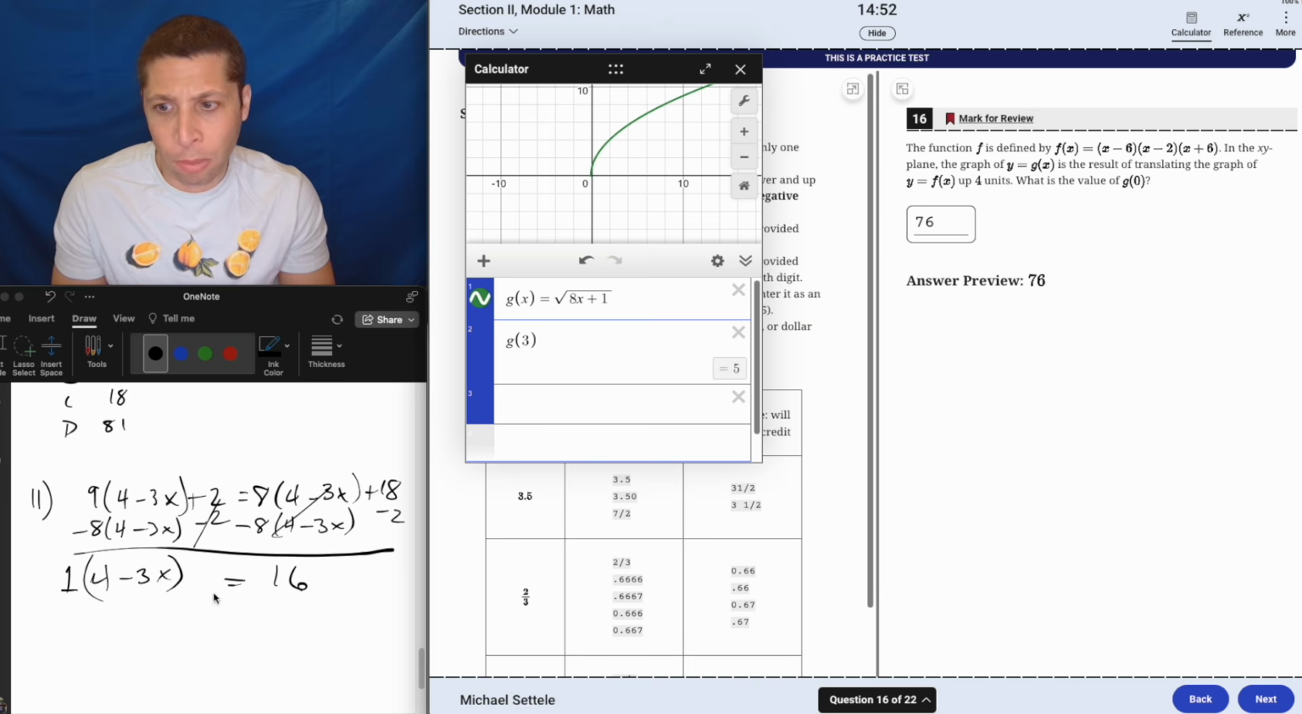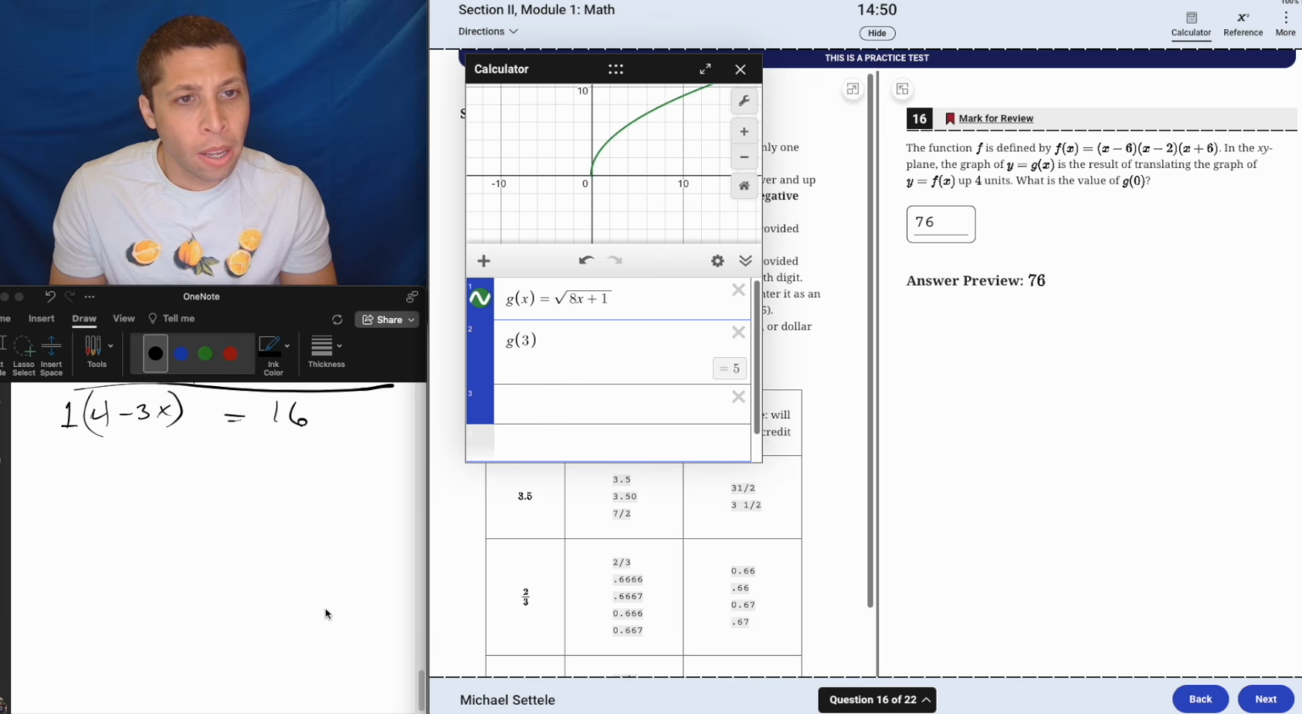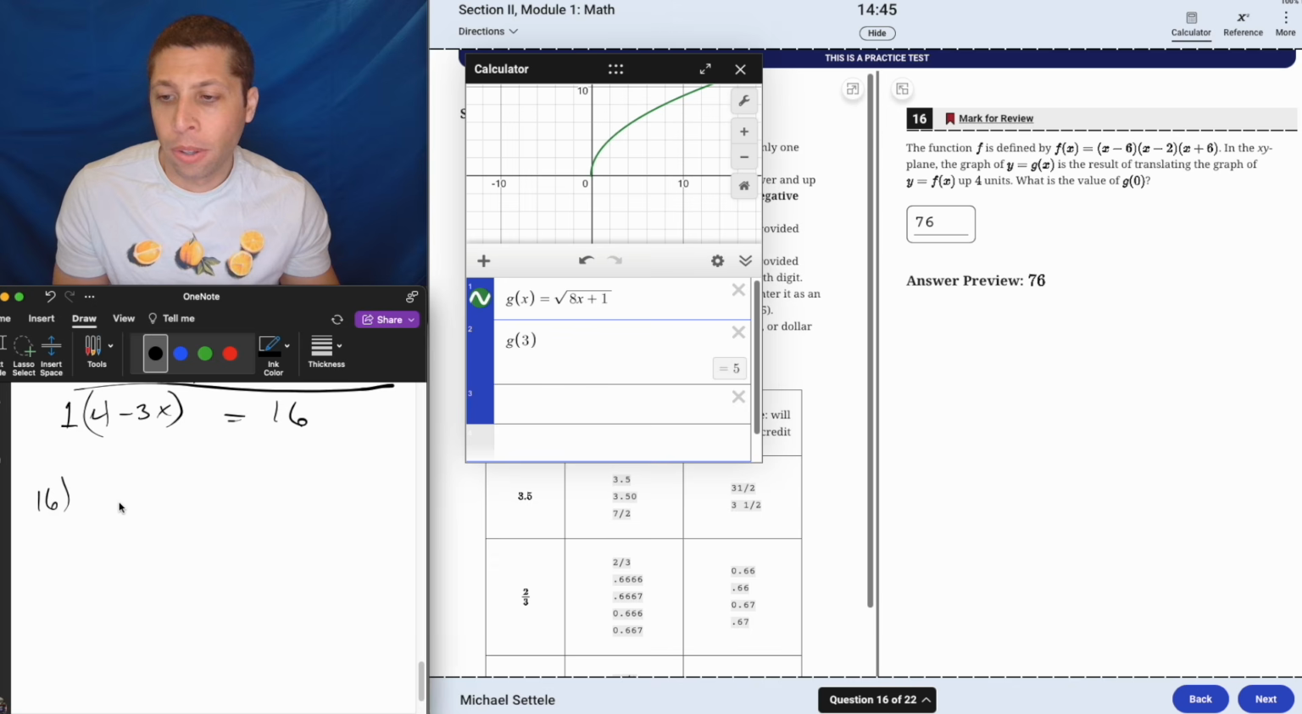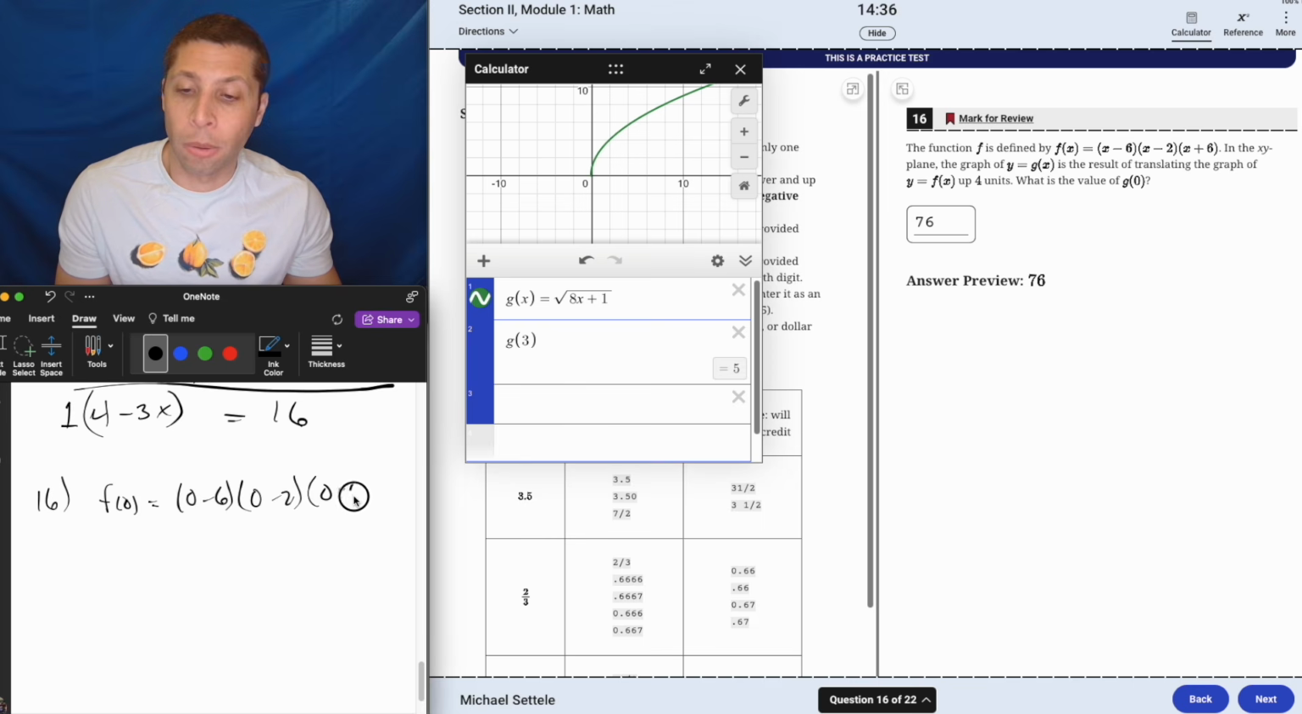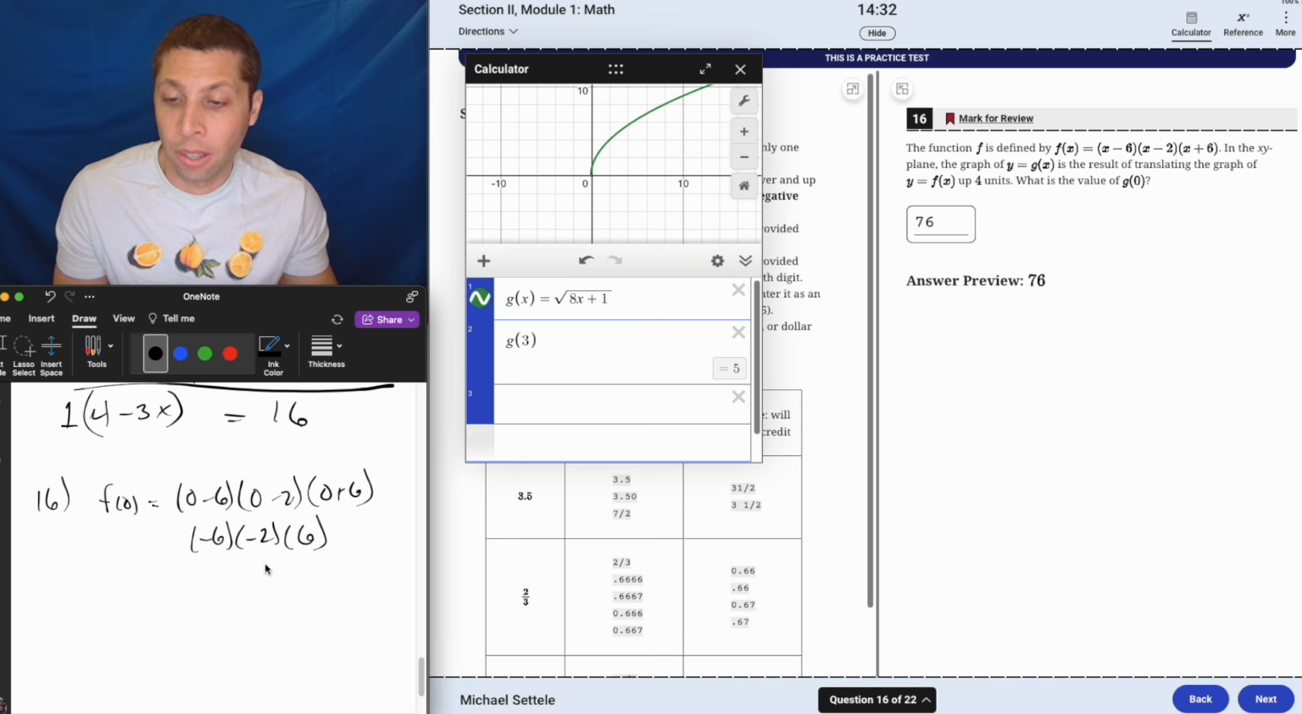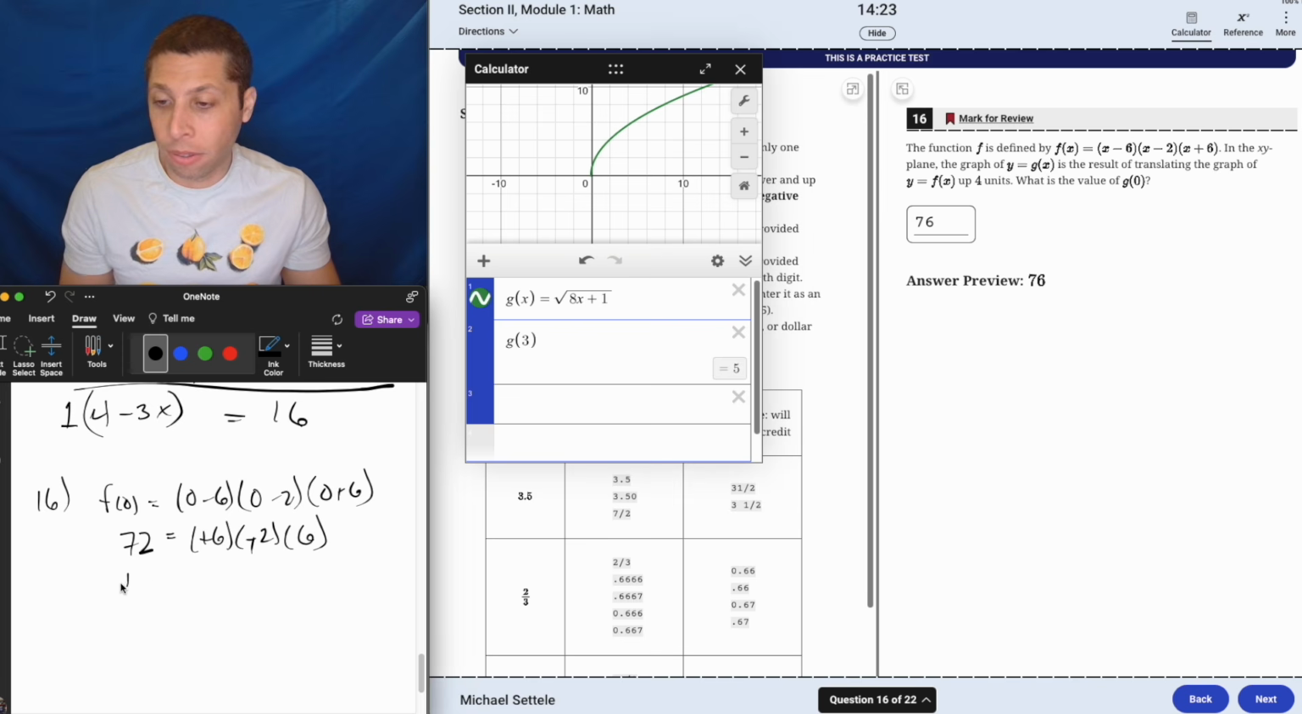I did this with Desmos before, but we can, since they're asking for g of 0, that's a y-intercept. So if I did f of 0, I would have 0 minus 6, 0 minus 2, 0 plus 6. So -6, -2, 6. So -36, or this is positives. So 12 times 6 is 72. Then it's moved up 4 units, 76.